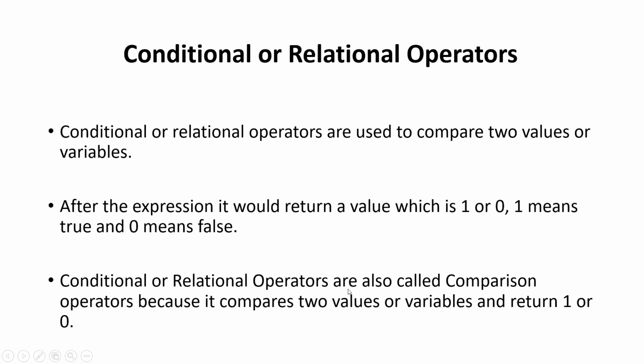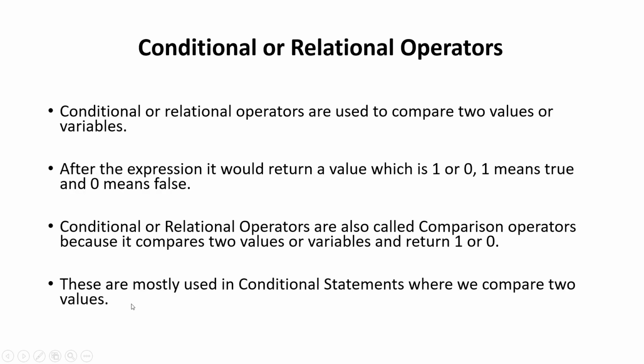Conditional or relational operators are also called comparison operators. They compare two values or variables and return 1 or 0. These are mostly used in conditional statements, where we compare two values. They are mostly used in if statements, where we compare two values and check the expressions.